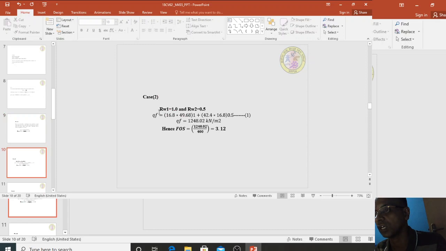Case 2, when Rw1 is 1 and Rw2 is 0.5, Qf will become 1248.02 kilonewton per meter square. Hence the factor of safety is 1248.02 divided by 400, it is 3.12.